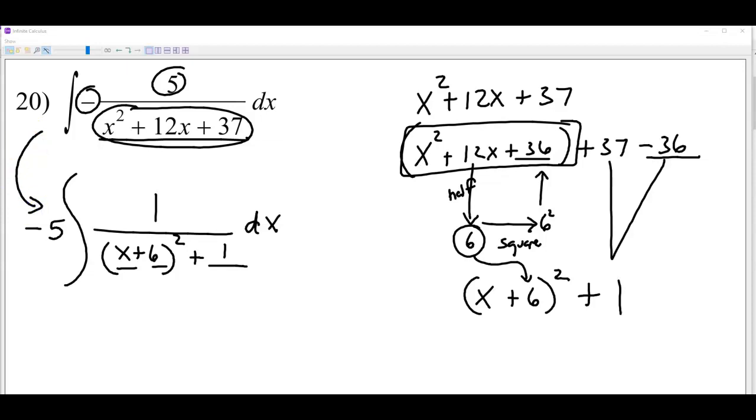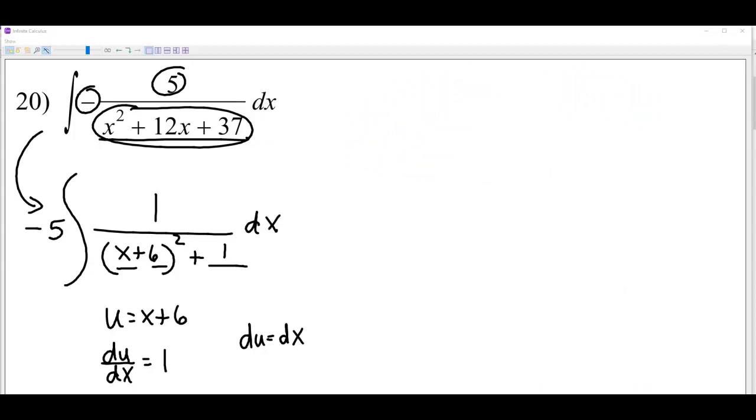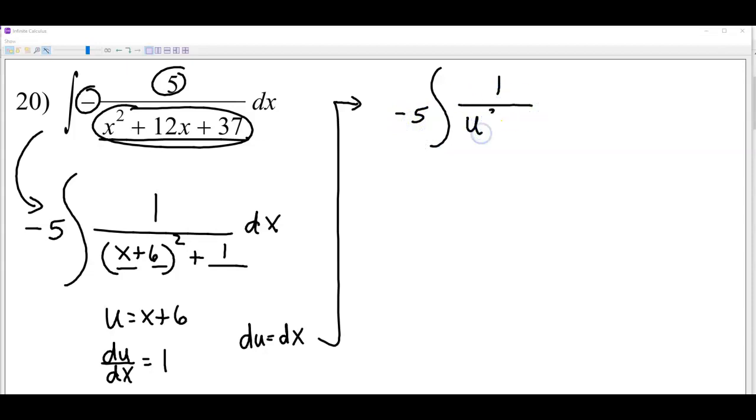Step 2 is to do your u substitution. My u is x plus 6. My derivative of u with respect to x is 1, which means that du equals dx when you get dx by itself. So we have the following. At this point, it is an arc-tangent problem.